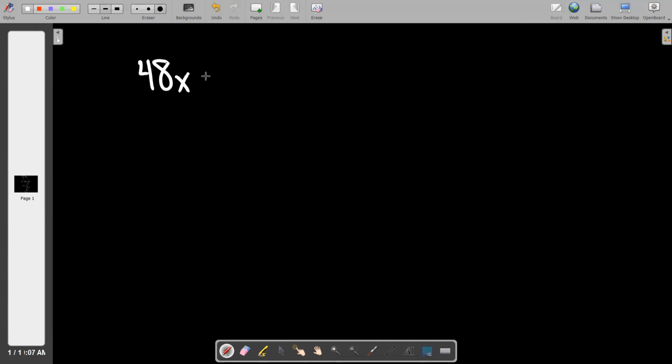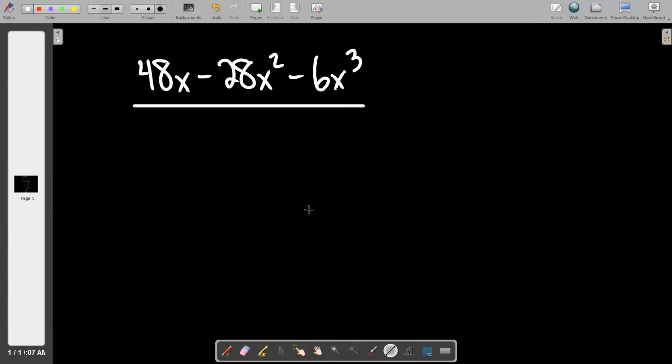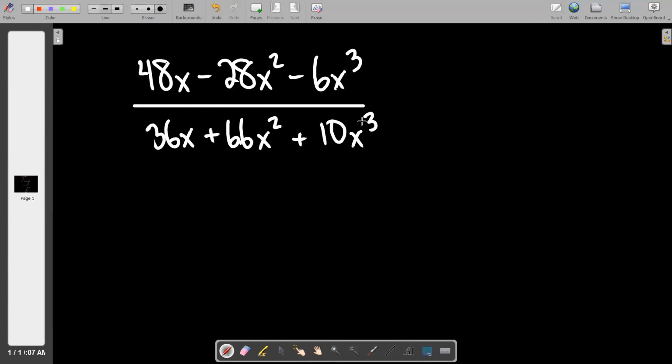So on top, we're going to have 48x minus 28x squared minus 6x cubed. And then on the bottom, we're going to have 36x plus 66x squared plus 10x cubed.